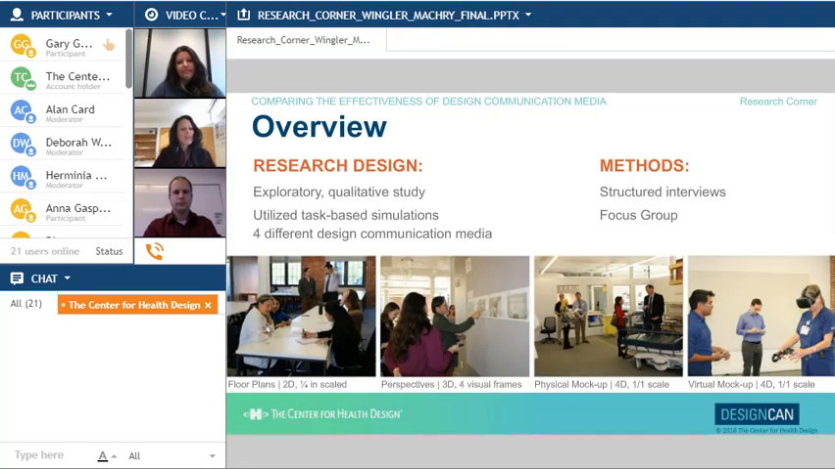So just an overview of the methods. This research design was an exploratory qualitative study. It utilized task-based simulations, and it looked at 4 very typical types of design communication media used today. We looked at floor plans, which were 2D and quarter-inch scaled. We looked at perspectives that were 3D, and we had 4 visual frames of reference. We also used a physical mock-up, which was 4D and 1-to-1 scale, as well as a virtual mock-up that was the same. And for the methods, we used structured interviews and a focus group.